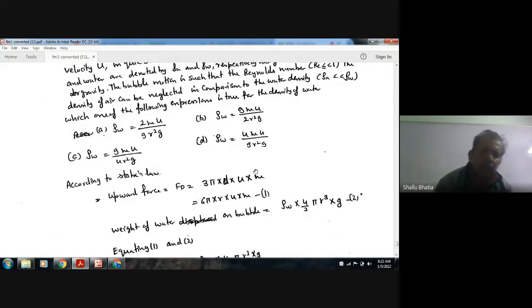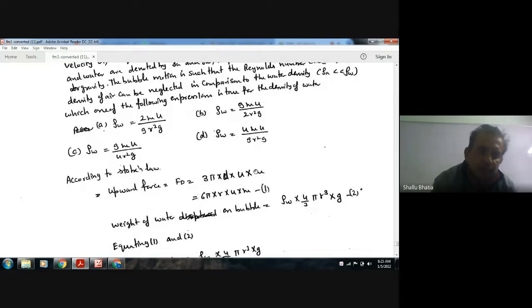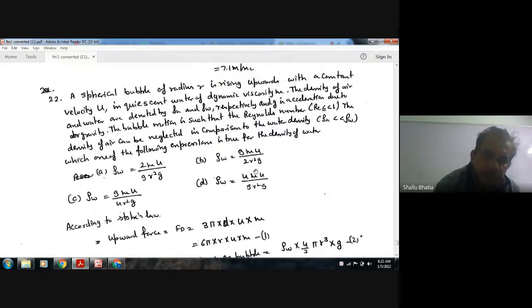Option A, rho w is 2 mu U by 9 r square g. Option B, rho w is 9 mu U by 2 r square g. Option C, rho w is 9 mu U divided by 4 r square g. Option D, rho w is 4 mu U by 9 r square g. Okay, so here the densities of air and water are rho a and rho w, and the bubble motion is such that the Reynolds number is less than 1.